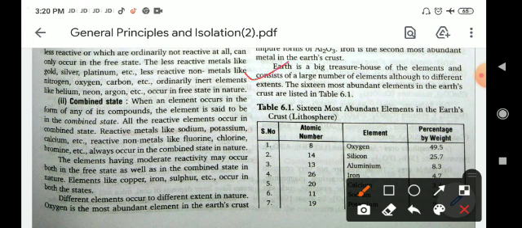Next, earth is a big treasure house of the elements and consists of a large number of elements, although to different extents.